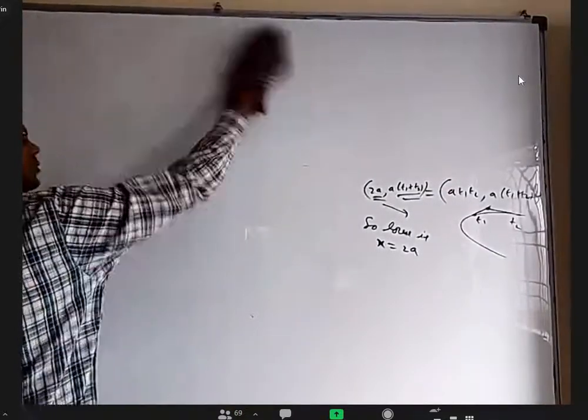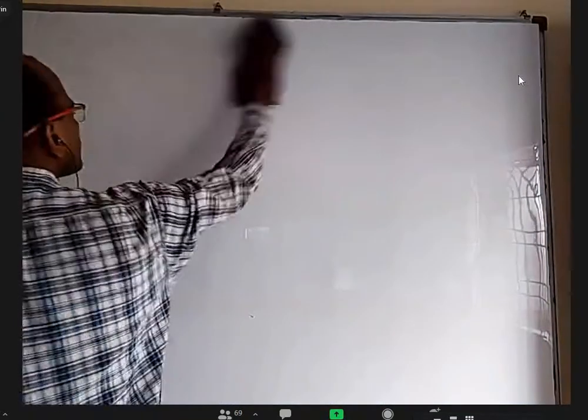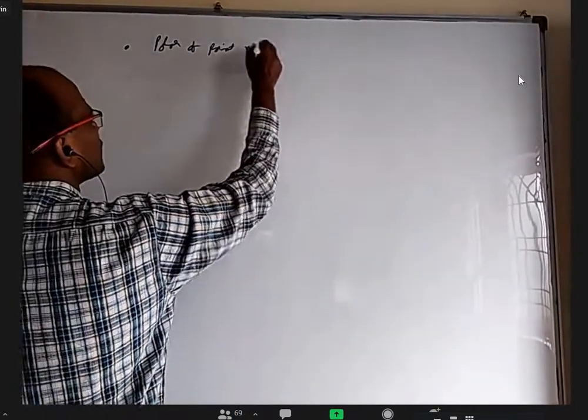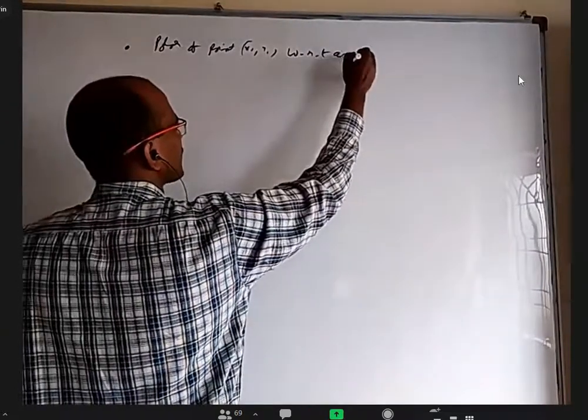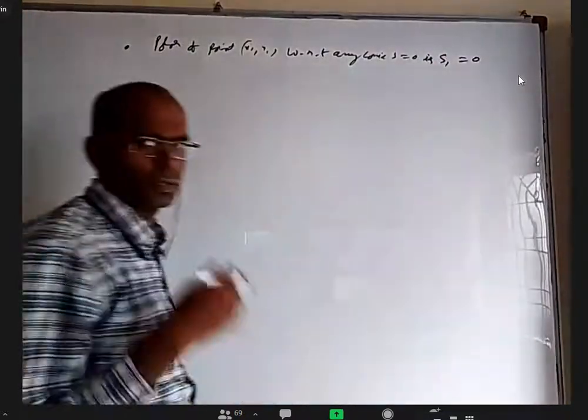So we'll write a few statements about it. I'm not going to write definitions and all, it will take a lot of time. The polar of the point (x1, y1) with respect to any conic S equals 0 is S1 equals 0. So I don't have to repeat this for ellipse and hyperbola after this. Only the pole I have to write.